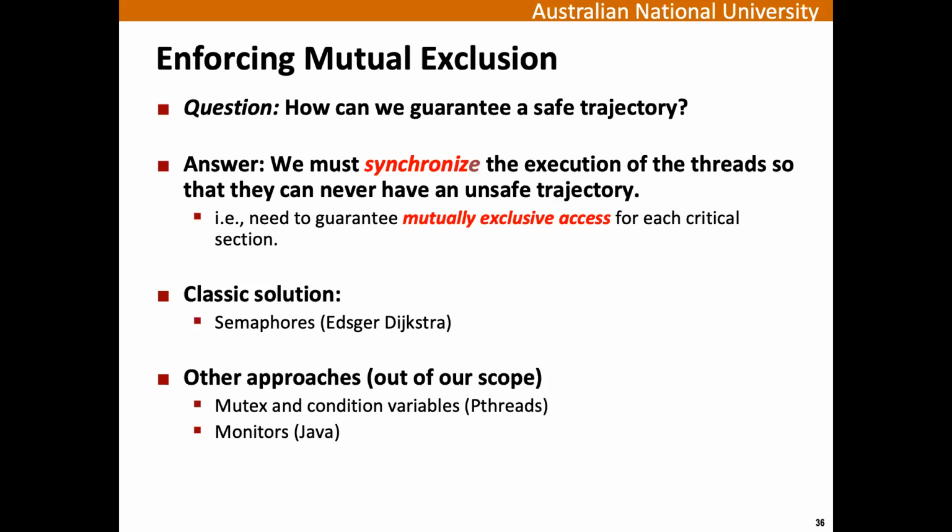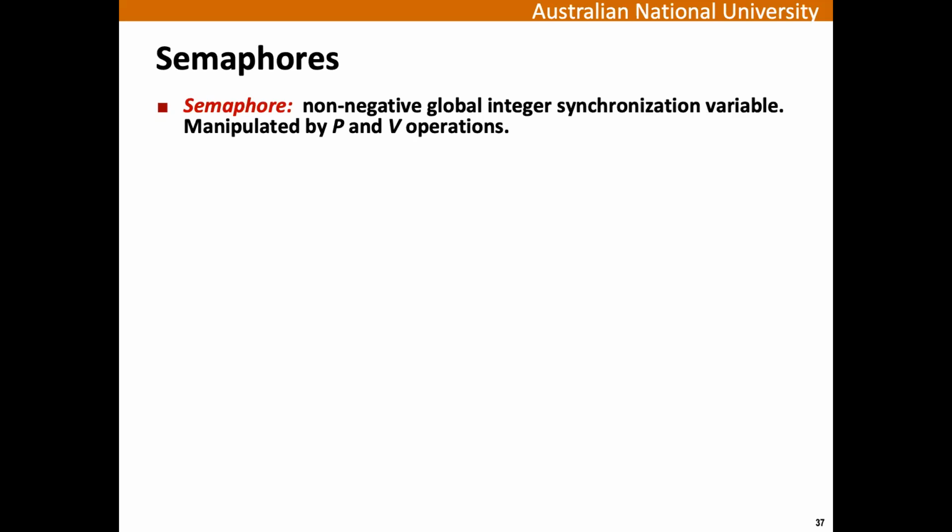So what's a semaphore? It's a non-negative global integer synchronization variable. So it's just a variable. It's a special variable. It's non-negative. It cannot be negative. And it is manipulated using only two operations, P and V operations. We'll call them P and V from Dutch, some words in Dutch, but we're just going to call them P and V.